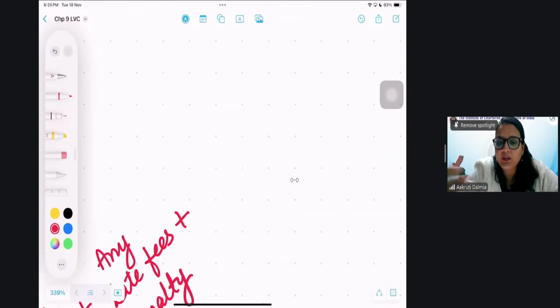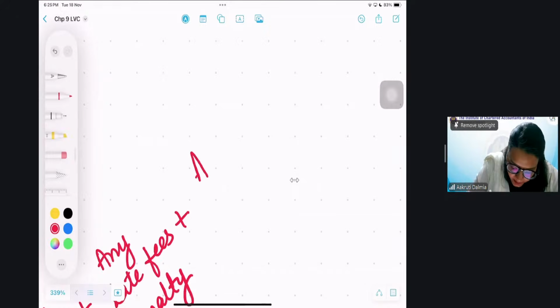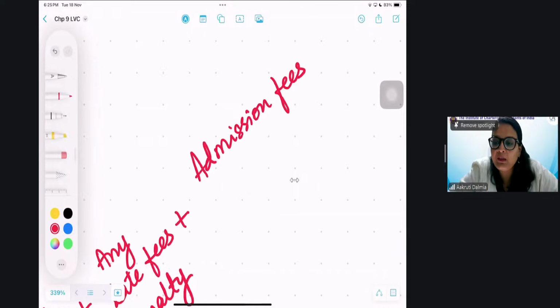So student fees is something that you pay regularly. But other than that, there is something called admission fees. Is admission fees same as yearly fees? The yearly fees that we pay, does it go to P&L? When we pay yearly fees, is it a revenue?